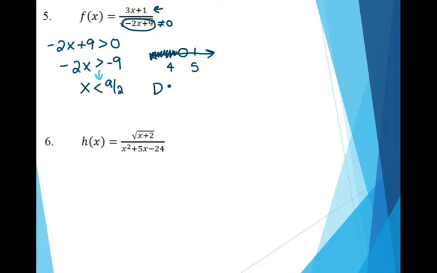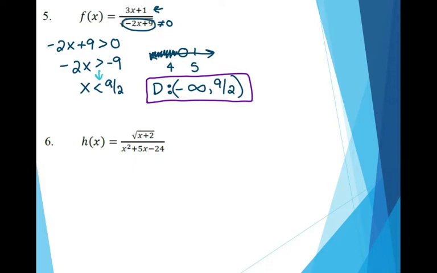So my domain goes from negative infinity to 9/2. Both of those have parentheses. Infinities will always have parentheses. But for this one, since it cannot equal 0, your 9/2 is an open circle, so the interval is going to have a parenthesis instead of a bracket.